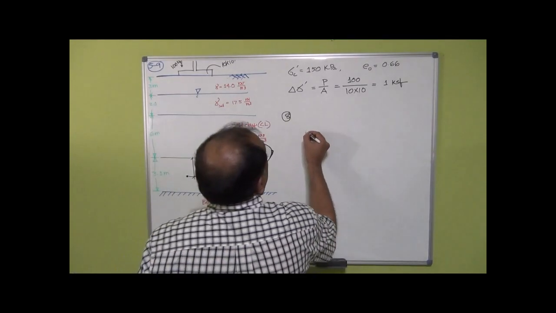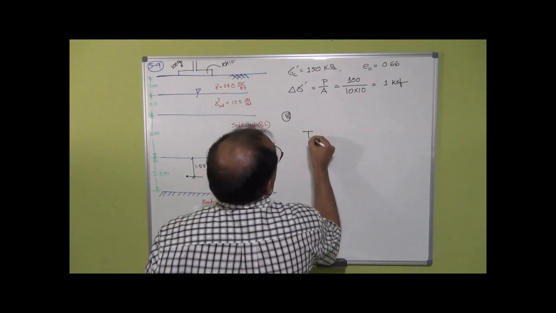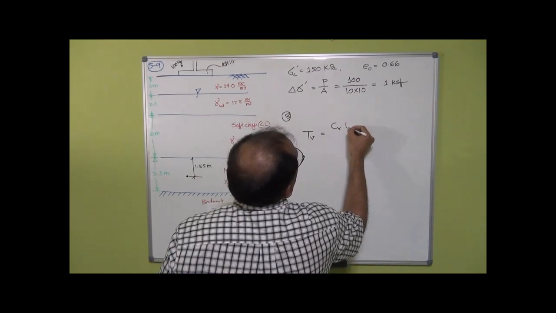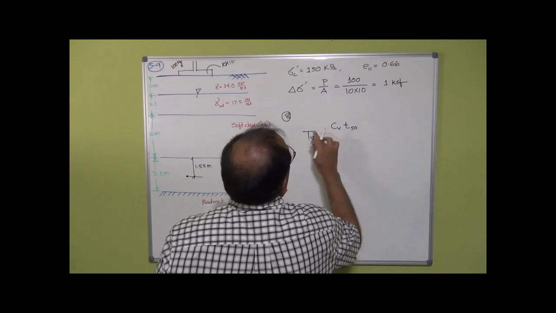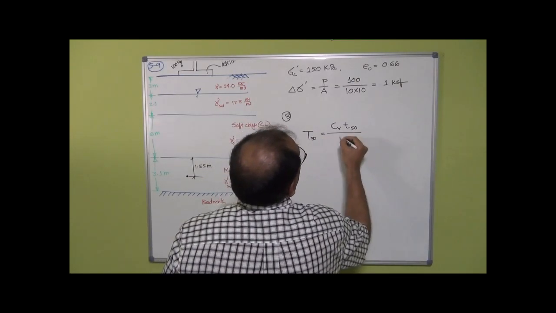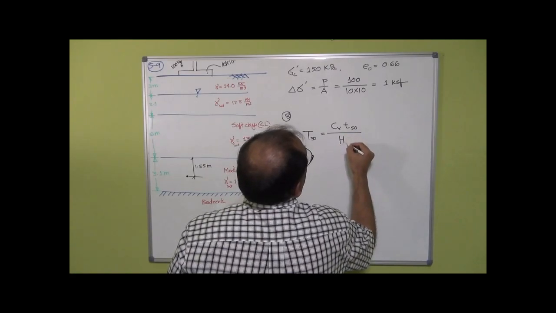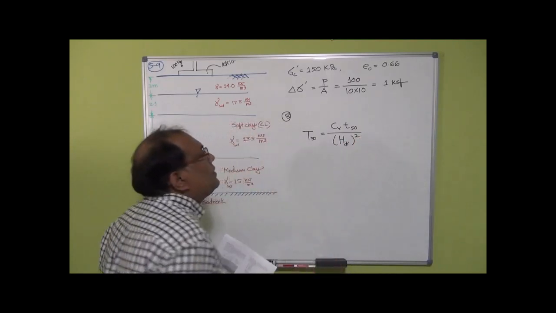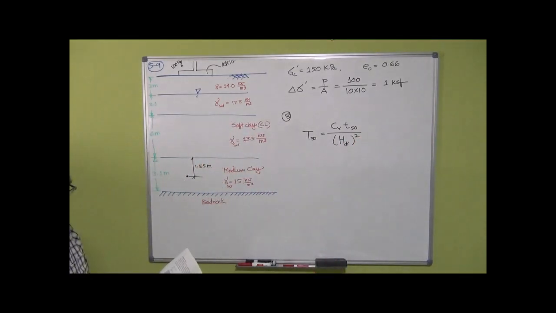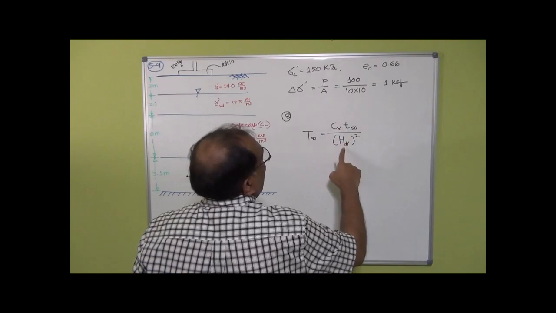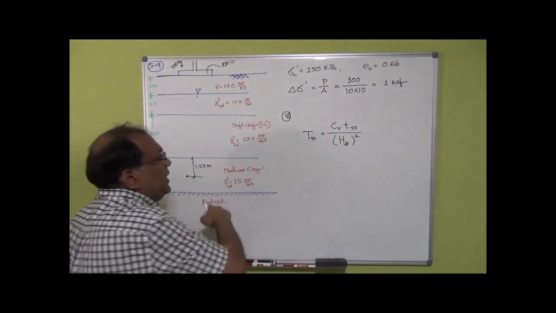So we know that TV equals CV, let's say T50, I'll just say 50% consolidation, divided by HDR square. Okay, my TV for 50% consolidation is given, and CV is also given. I have to read this one from this figure here.